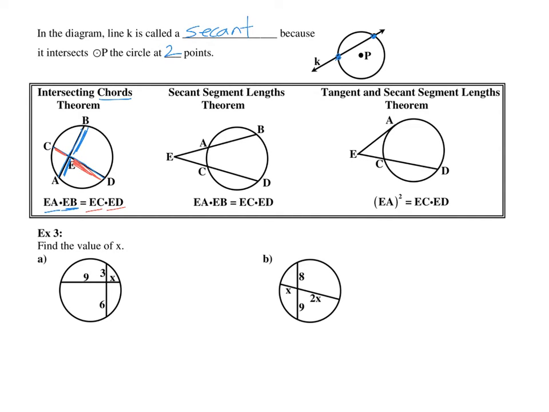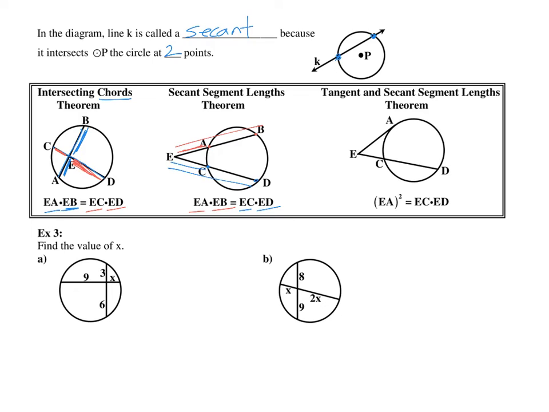For the next one, we have secant segment lengths theorem. All right, so we have two secant lines here, pass through 2 points. Right? Okay, so I have EA times EB, notice the pattern, is equal to EC times ED. All right, that's a property for secant segments.